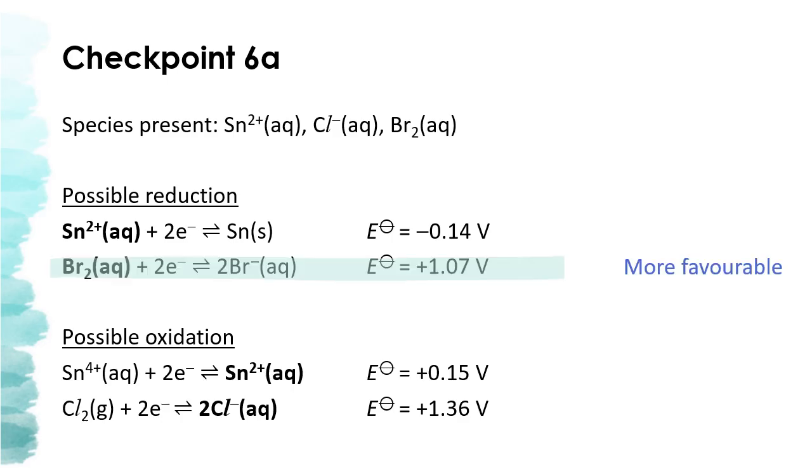So let's continue. The more favorable one for reduction is plus 1.07 volt, the more positive value. For the oxidation one, we choose the less positive or more negative E value. Once we have identified the reduction and oxidation half equations, we will continue in the next slide.